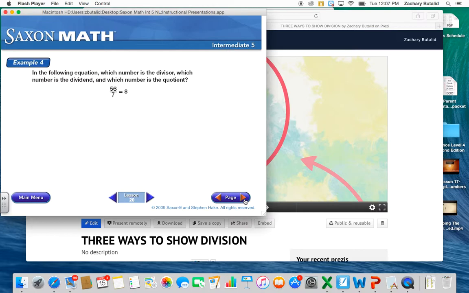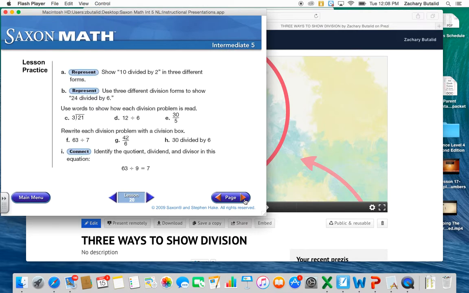So let's think about the dividend. What is the dividend? The dividend is 56, and it's divided by the divisor, which is 7. And then your answer, which is called the quotient, is 8.